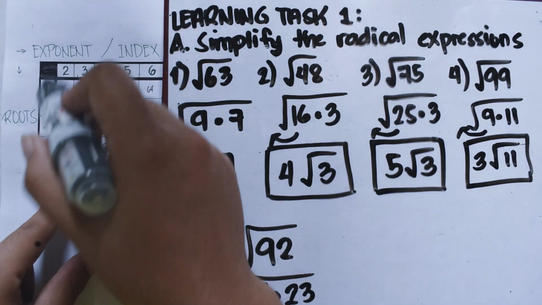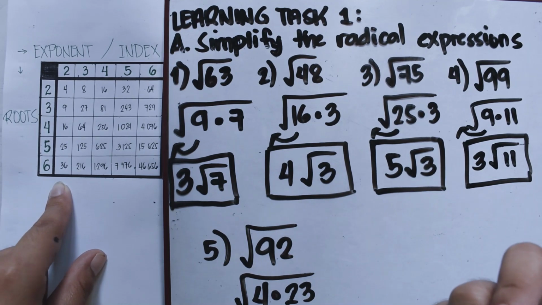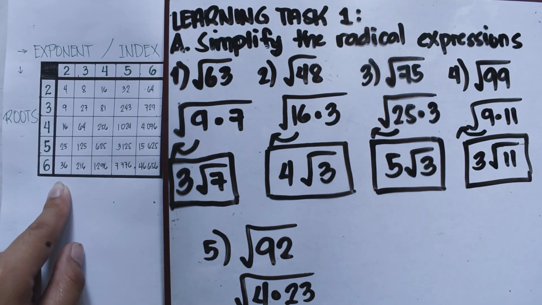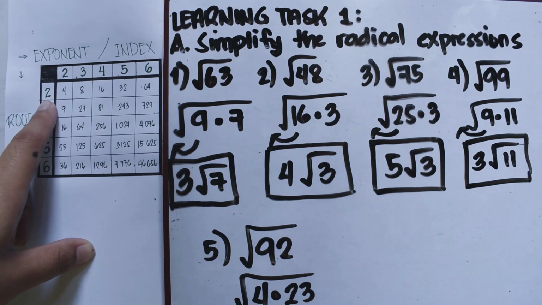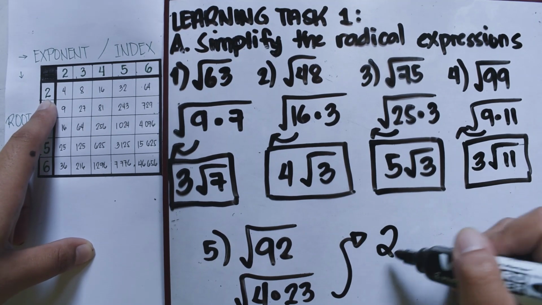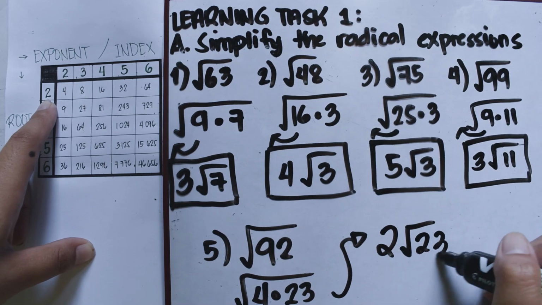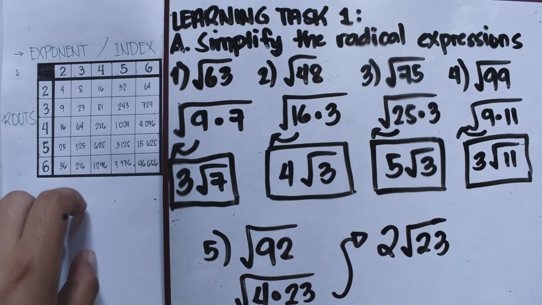Yung 4 lang po ang factors dyan ni 92, kung mapapansin nyo po. Sinabi nating factor, yung madidivide po natin siya doon. Now, 4 is a perfect square. Siya yung nasa table. So, pag nilabas natin siya, anong kanyang root? We have 2. So, dito na lang nalagay ha. So, we have 2 square root of, matitira yung 23 sa loob. Siyempre, 23 is a prime number.